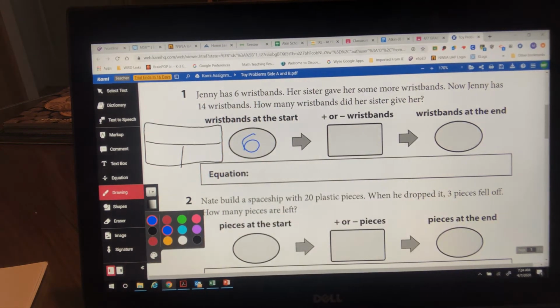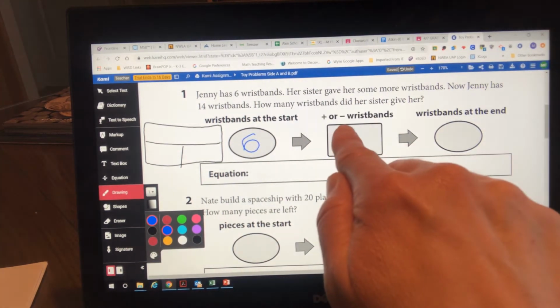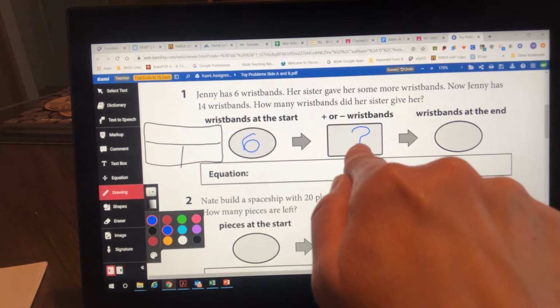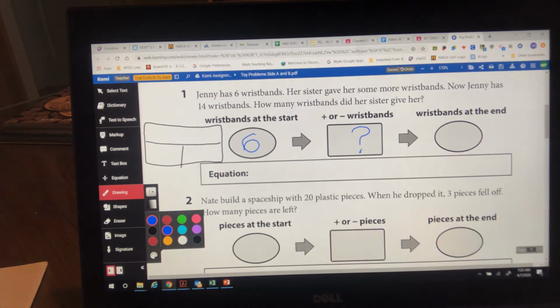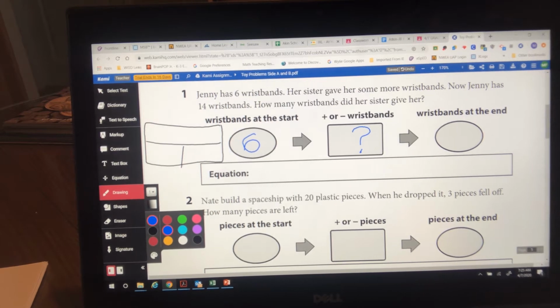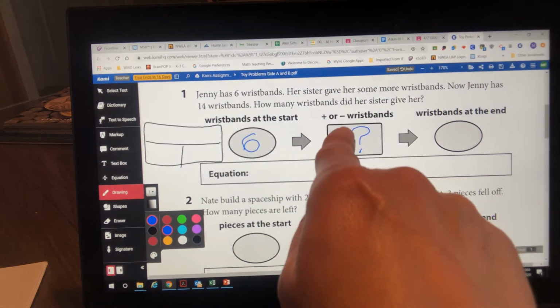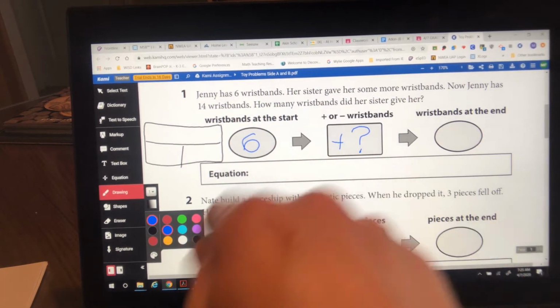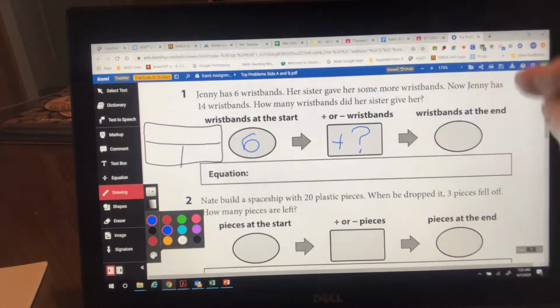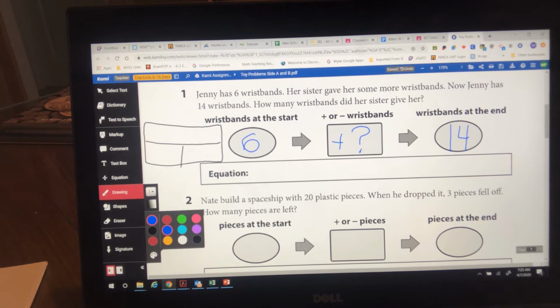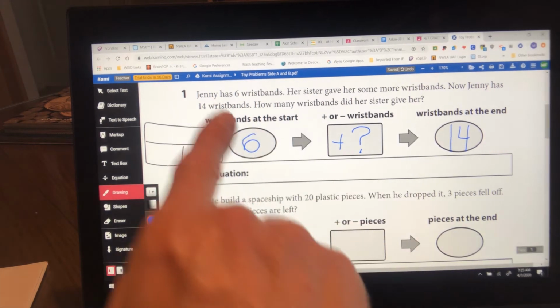So let's fill this out. Jenny has 6 wristbands. Her sister gave her some more wristbands. Now, it doesn't tell us how many she got, but that's where the mystery number goes. And boys and girls, I've got at least half of the class not putting the mystery number in the correct place. You're only putting your numbers, and that's not the way we're doing this. I need you to put your mystery number where it goes. Because she got more, we're going to put an addition sign. And it says now Jenny has 14 wristbands, and that's the end. Then we want to know how many her sister gave her.